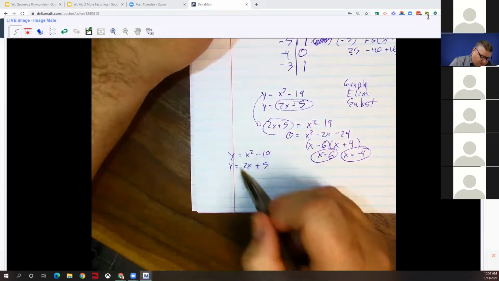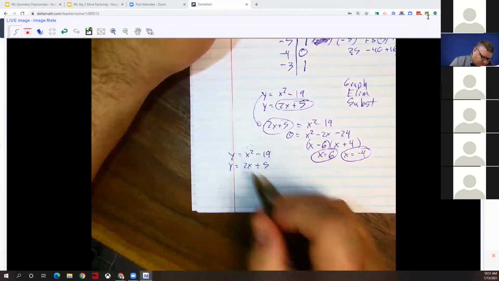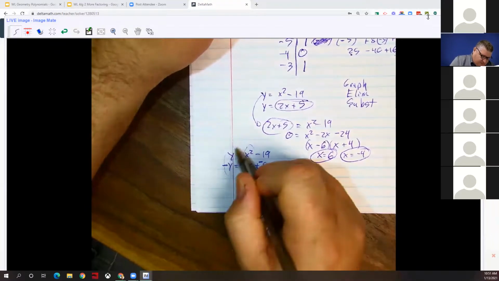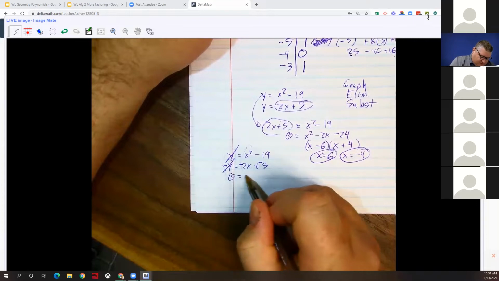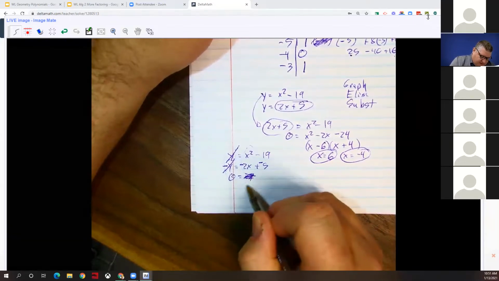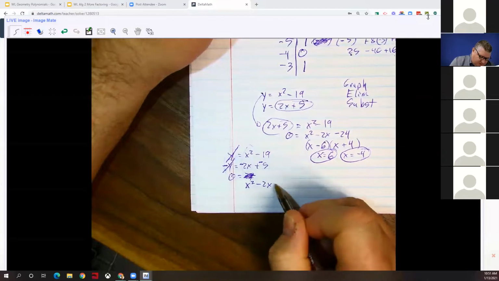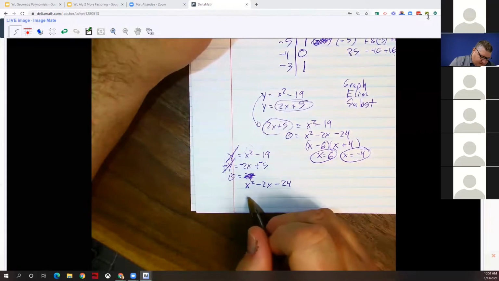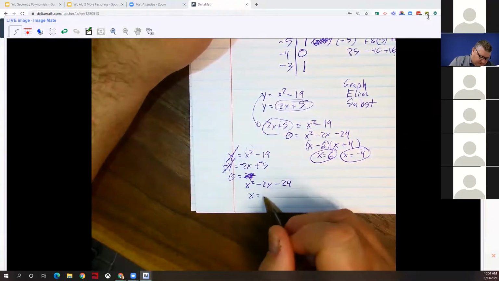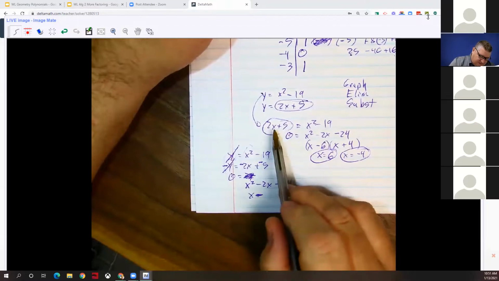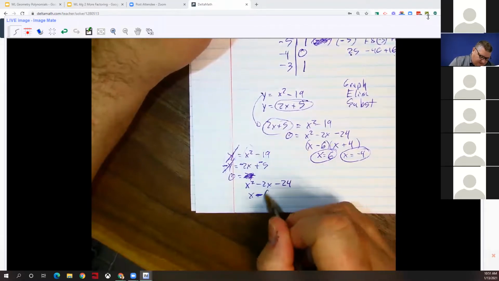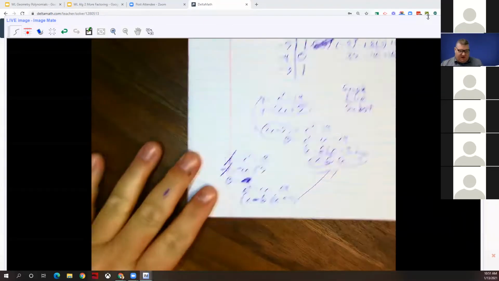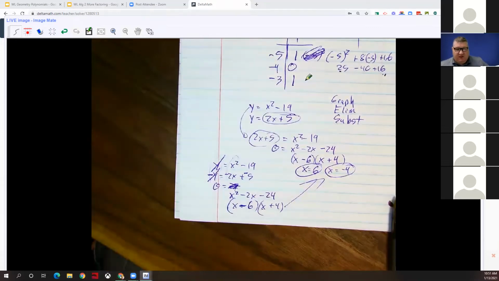Combination, I need something to go away. Well, those aren't going to go away. They're not even like terms. But can I make the bottom here negative? Those cancel out. 0 equals x squared minus 2x minus 24. Yep, that'll do it. And so then I get x minus 6, x plus 4, and I still get the same answer. So either way I solve. Algebra 1, guys, straight up algebra 1.